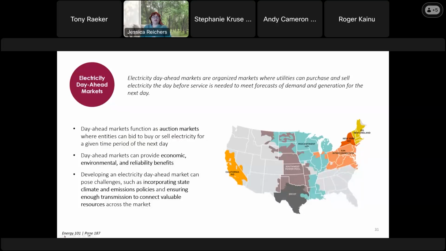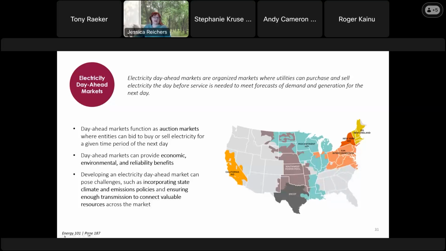Electric utilities can supply electricity by generating their own electricity. But they can also purchase it. And one of the ways that they can purchase it is through an organized wholesale electricity market. One of these types of markets is a day ahead market. This allows utilities to purchase and sell electricity for the following day.